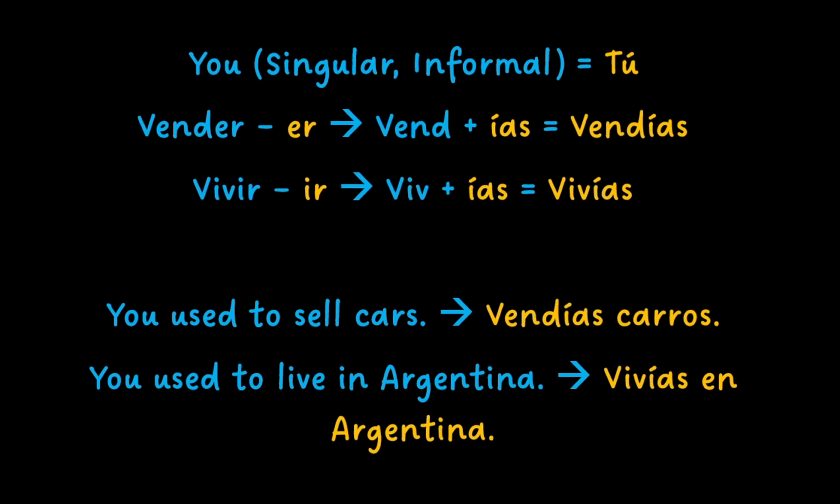You in Spanish when speaking to one person informally is tú, and to conjugate this we drop the ER and IR endings and add I with an accent, as. So to say you used to sell, vender becomes vendías, and to say you used to live, vivir becomes vivías. You used to sell cars is vendías carros. You used to live in Argentina is vivías en Argentina.